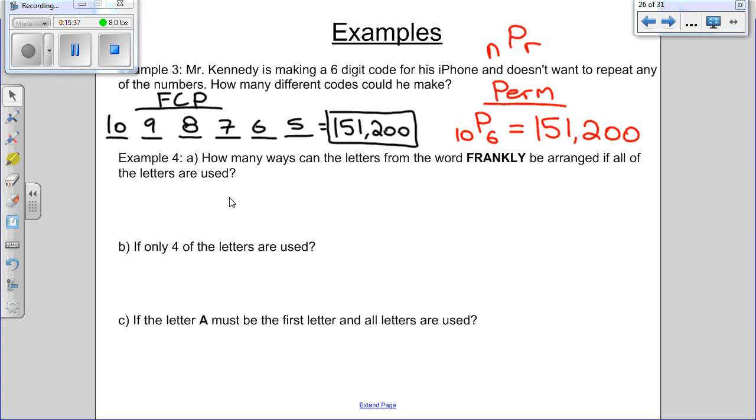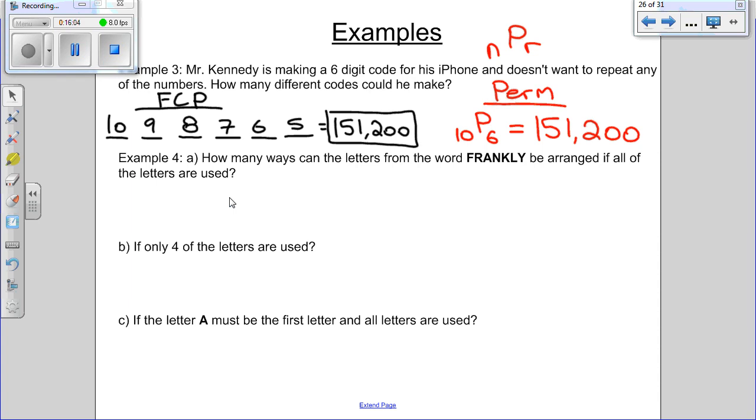All right, cool. Example 4a. How many ways can the letters in the word frankly be arranged if all the letters are used? So the first thing I want to check is, do I have any repetitions in frankly? None of those letters are repeated. So that means I'm allowed to use a permutation or a combination. That's good. Is this a permutation or a combination?